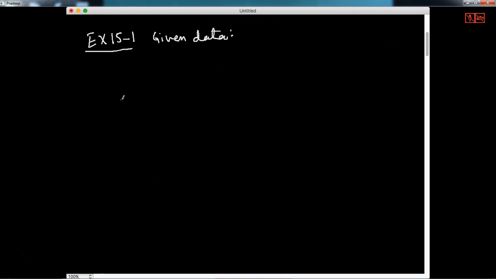A 25 kVA, single phase transformer. The number of turns in the primary is given, that is 250. The number of turns in the secondary is given, that is 50. So primary has 250 turns and the secondary has 50 turns. That means it is a step down transformer, and the ratio also you can see is 5:1.